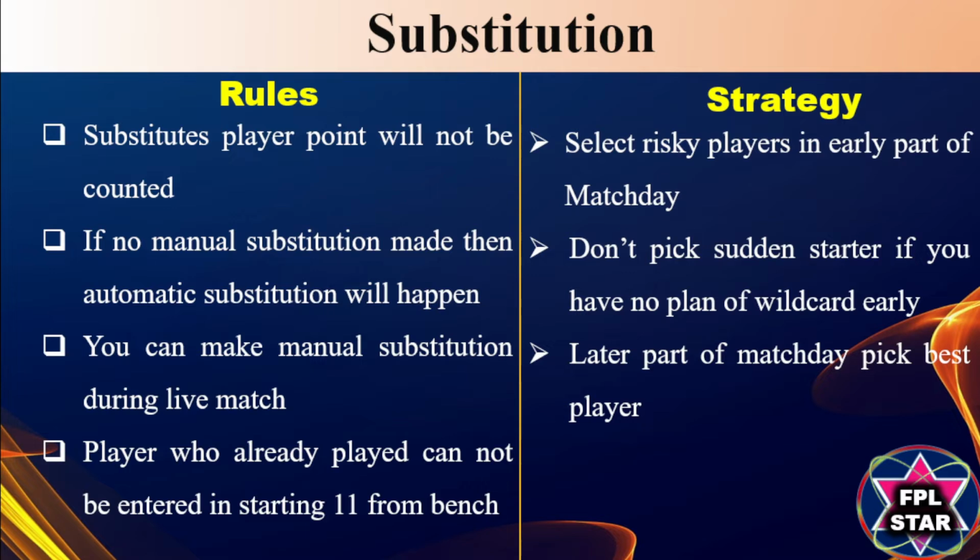The strategy for substitution is that you select risky players for the early part of the match day, because if they blank then you can substitute. That's why I think on the first day or day 2 you can go for risky players, but later you should pick the best players because then you have no substitution option. And don't pick a sudden starter, a player who was injured and is starting just one game. Don't pick this kind of player, because after one match day you would have to transfer him out, and that's an additional transfer, so you should avoid this kind of strategy.